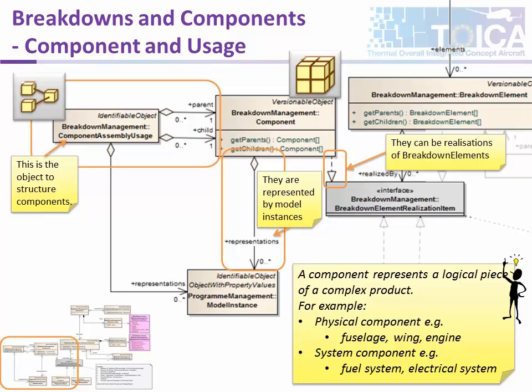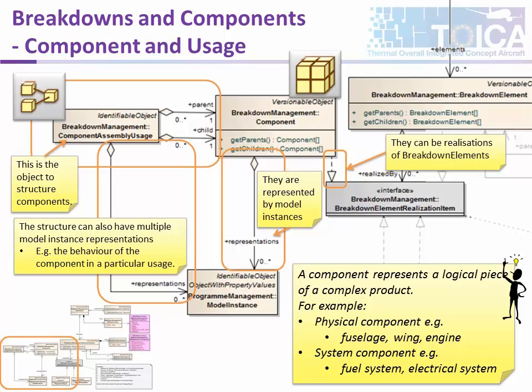As with breakdown element usage, these can be identifiable, so can have names and descriptions. They can also be subjects for justifications and assumptions, so I'm putting this here because, or we need this because. They can also realize interfaces, and because they are an object like this, they ensure consistent parent-child relationships. The usage itself can have its own representations, for example, the behaviour component in a particular usage.